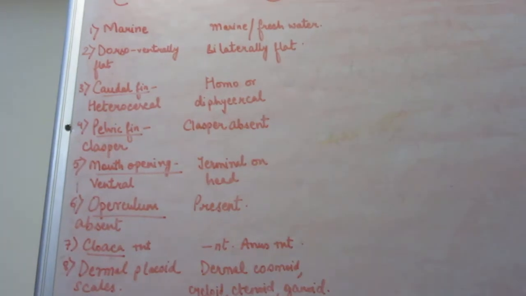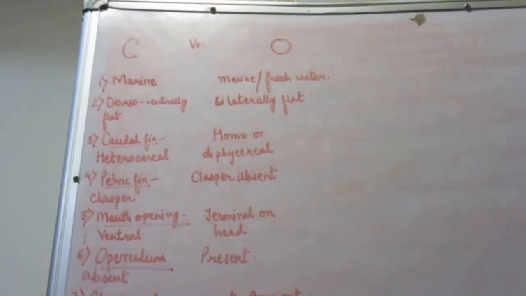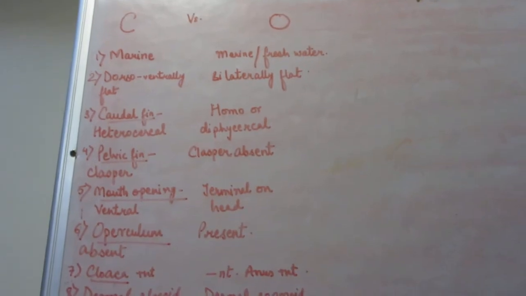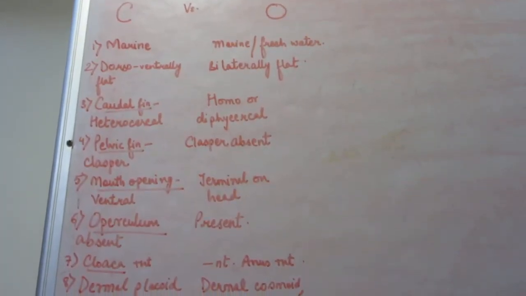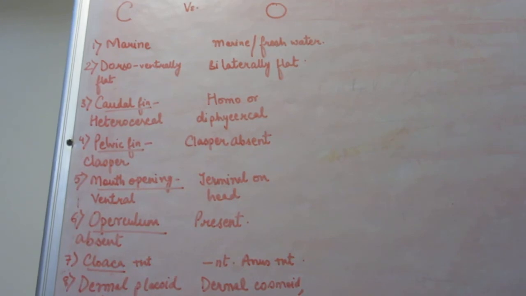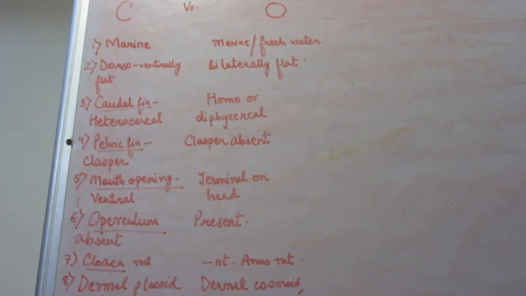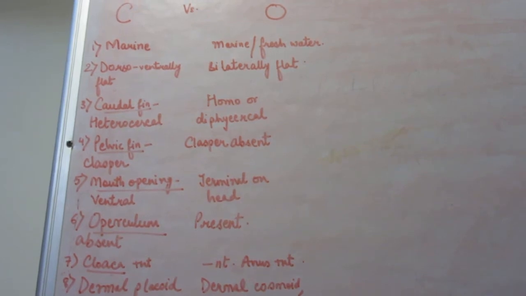Hello guys, in today's video we are going to discuss the differences between Chondrichthyes and Osteichthyes, that is the cartilaginous fish and the bony fish. Chondrichthyes versus Osteichthyes. No, they're not going to fight, it's just that we are going to see the difference between them. So first, talking about their habitat, the C stands for Chondrichthyes and O stands for Osteichthyes.